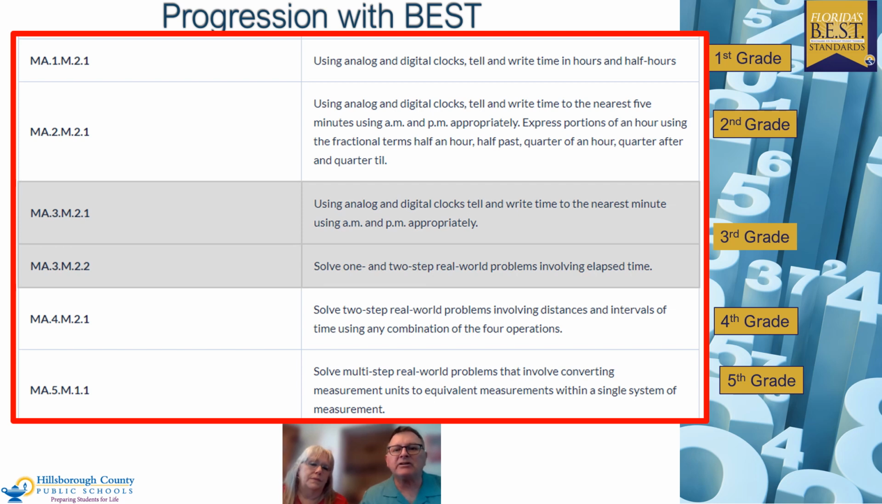So taking a look here at our progressions with BEST focused on time, you can see at primary, they're focused on telling time at various intervals. Third grade is the first time that they start learning about elapsed time. Correct. And that's what we're going to focus on here today, focusing on how to determine elapsed time, considering open number lines as a strategy. And then as it moves through fourth and fifth, it gets into multi-step problems involving all the operations and so forth.